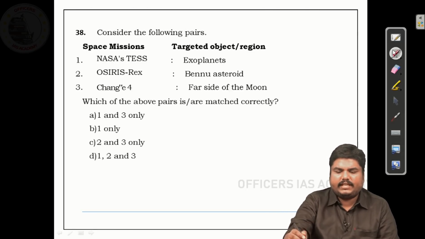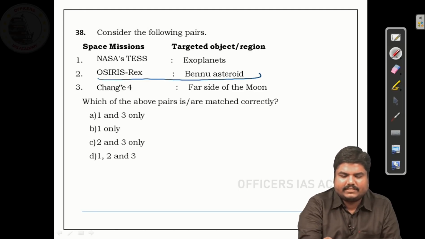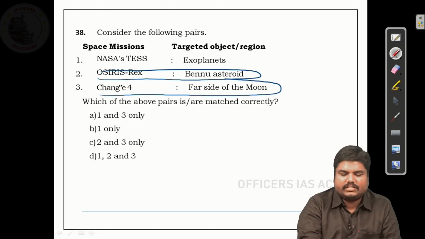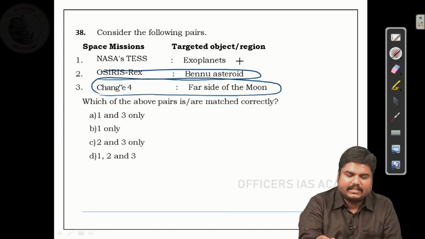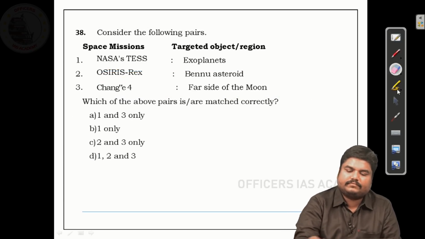38th question. Here we all know that Osiris Rex is Bennu asteroid, Chang'e 4 is far side of the moon, and NASA TESS is again about exoplanets. So answer is going to be D, 1, 2 and 3.